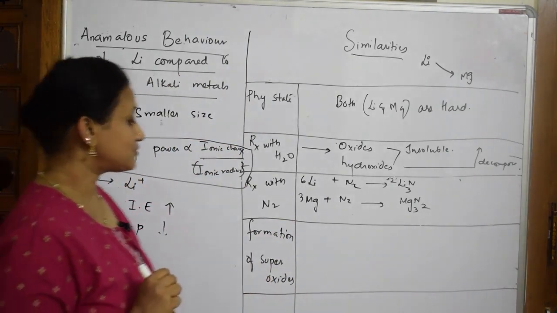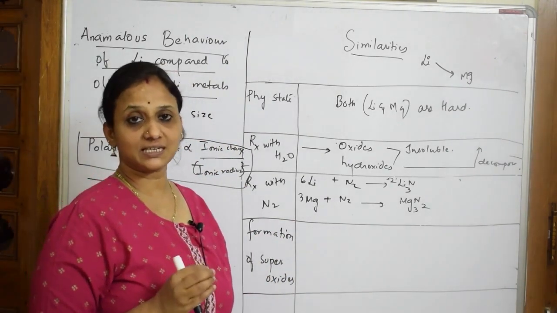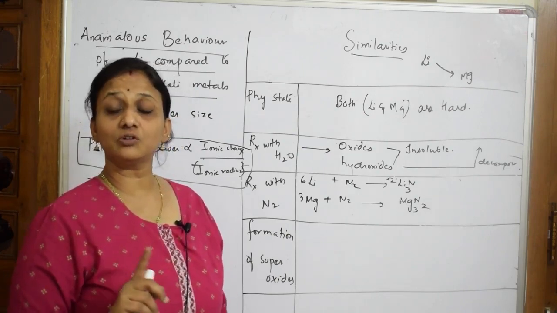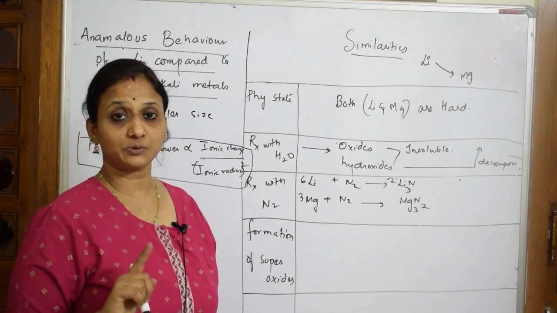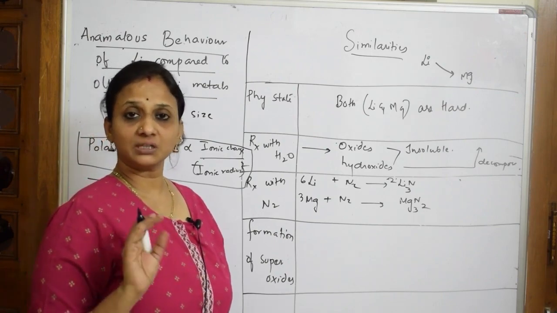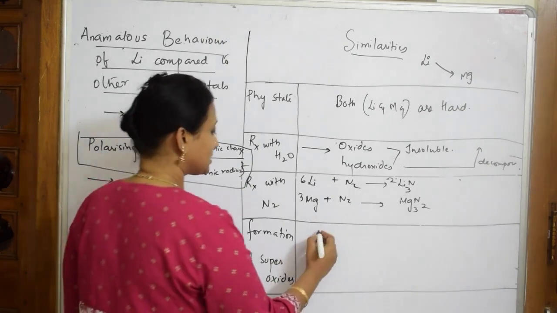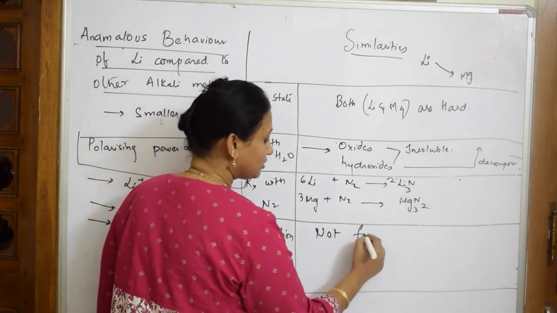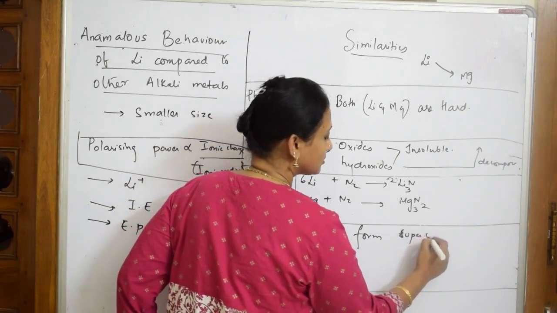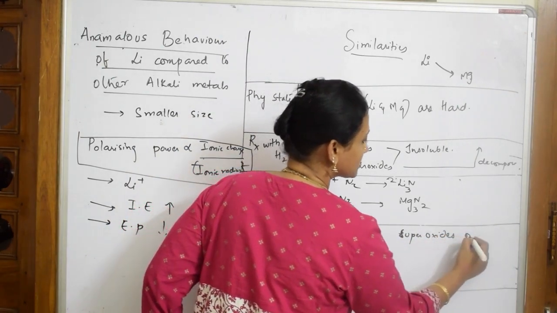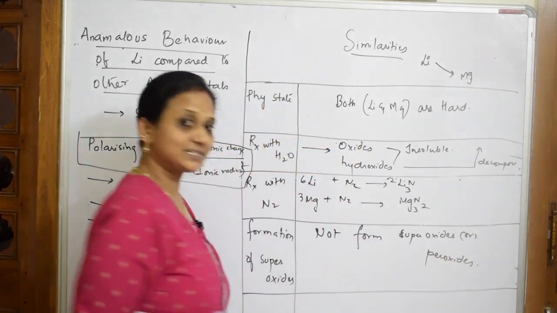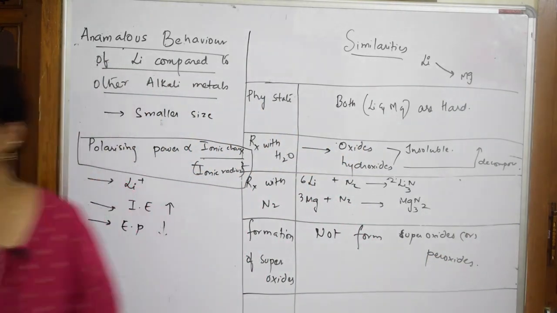Now, when I speak about the formation of superoxides and peroxides, lithium as well as magnesium will not further combine to form superoxides and peroxides. If you are given a question in the exam, remember they will not form superoxides or peroxides. Remember this concept, right? Yes. So now let's come back and see some more properties of lithium.